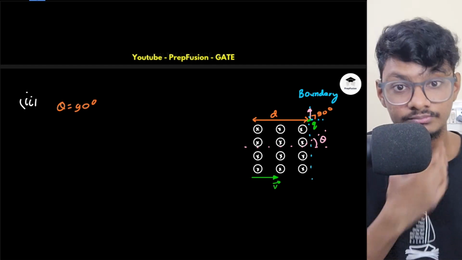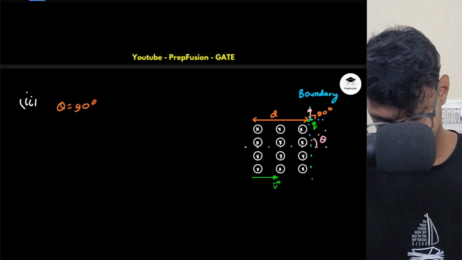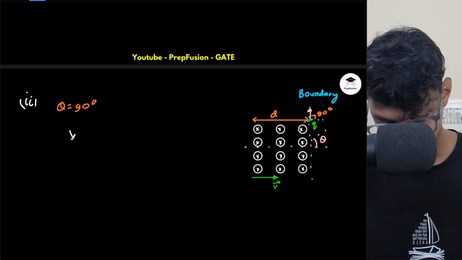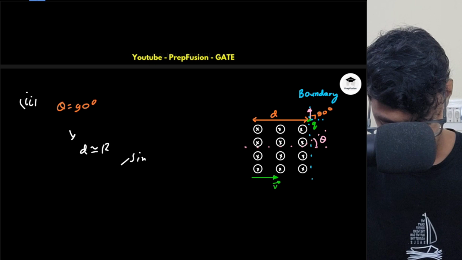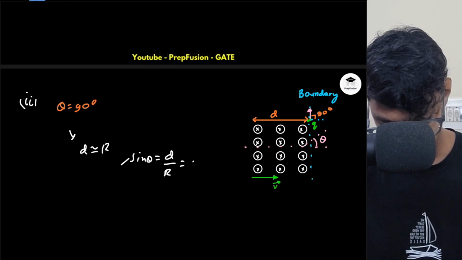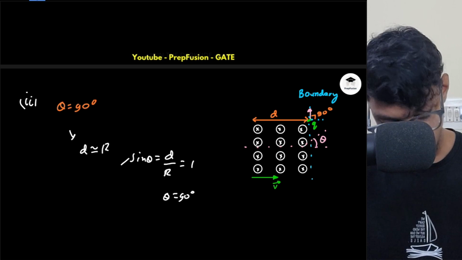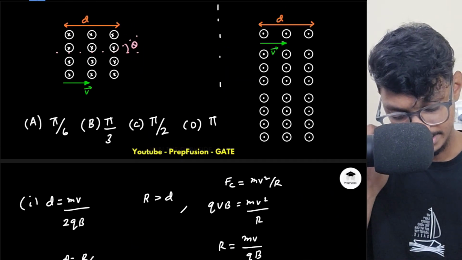Here your answer will be simply, if you like to use the formula, that D will almost be equal to R. So sin theta equals D by R. So you will say 1. So theta equals 90. So the formula will work here, but it will not work in a few cases, like the next case.